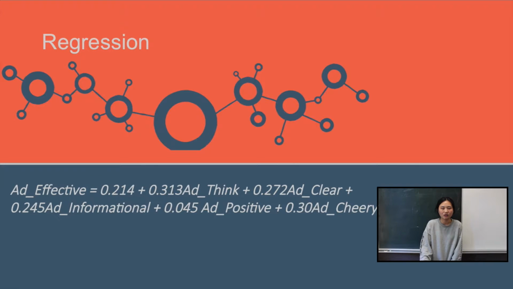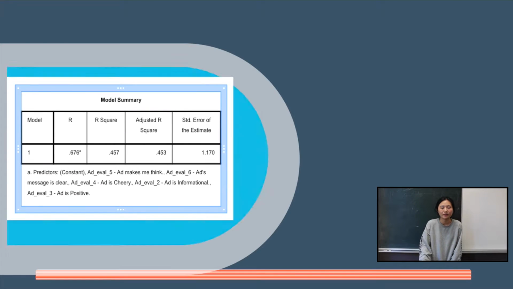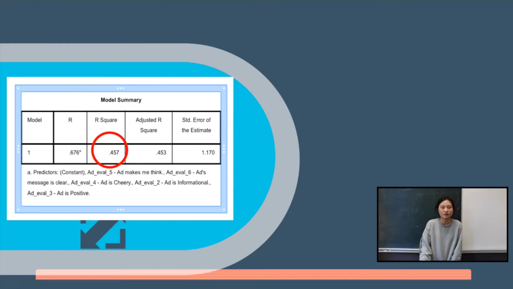For the general regression, the initial assumption is that ad effectiveness is composed of how the individual evaluates the ad: thinking, message is clear, positive, cheerfulness, and ad overall. As displayed, ad think has the largest effect on the ad effectiveness, with a coefficient of 0.313. And the R-square value of the regression is 45.2%, which means 45.2% of sample variation is explained by this linear model.